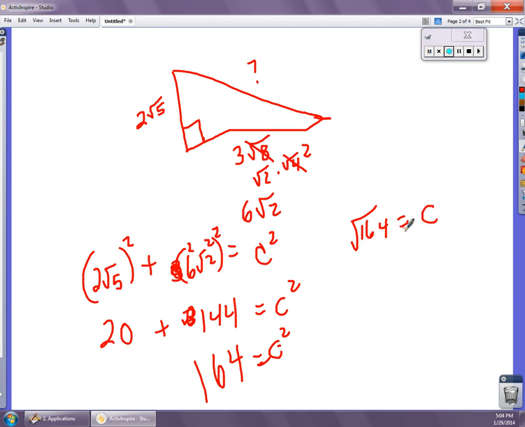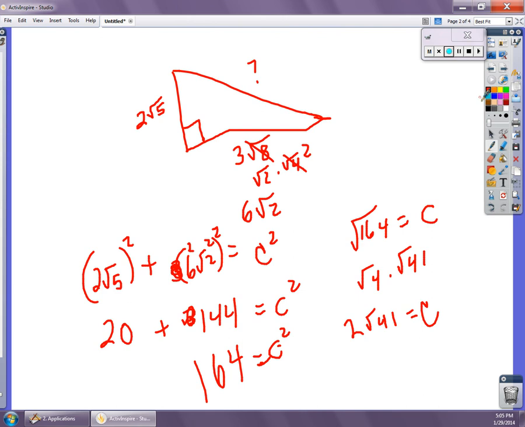Now here, you remember, you have to go ahead and see, can 164 be simplified? So you could try 36. You can try 4. And root 164 is root 4 times root 41. So our final answer, our exact answer for c, is 2 root 41.